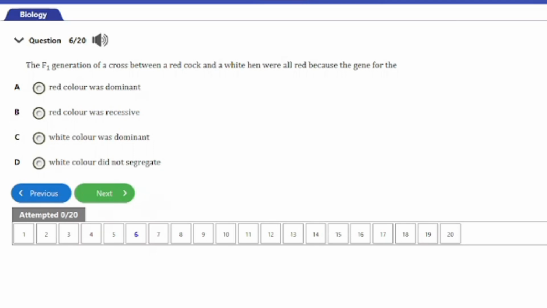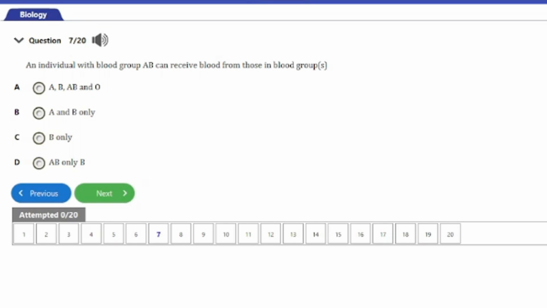So remember that the dominant gene expression will always be seen in the F1 generation. So phenotypically, you will see the expression of the dominant gene in all the breeds of the F1 generation, and that's why you have the F1 generation to be all red. That's because the red color was dominant, and that's the answer to this question. So let's consider the next question here.